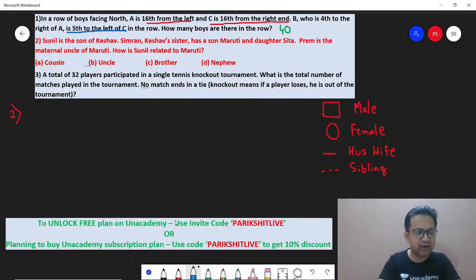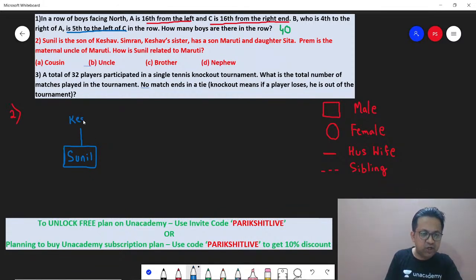Let's try to draw the diagram. Sunil is the son of Keshav. Now, Sunil is the son of Keshav. Let's put Sunil out here. Son. Because they say he is the son, he is going to be a male, so put a square around. Remember, males are represented by squares. Son of Keshav. So, Keshav is going to be one generation higher.